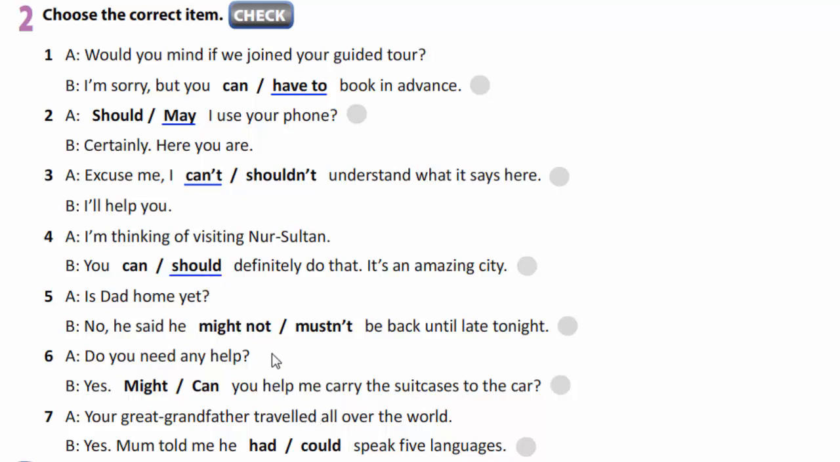It's an amazing city. Is Dad home yet? No, he said he might not be back until late tonight. Do you need any help? Yes. Can you help me carry the suitcases to the car? Your great-grandfather traveled all over the world. Yes, Mom told me he could speak 5 languages.